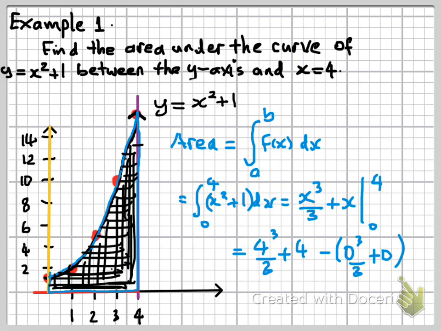You can see that my c, the constant of integration, is not there. The reason is because it will always cancel out, so we may as well exclude it. If we evaluate this integral, our result will be the same as before, 76/3 square units.